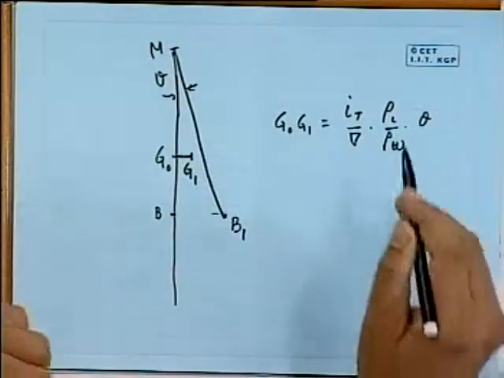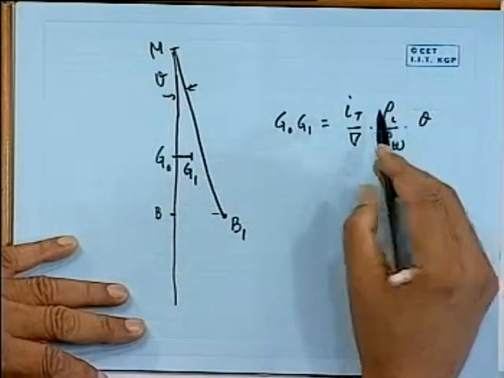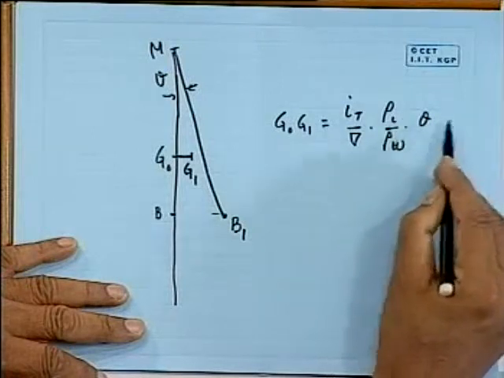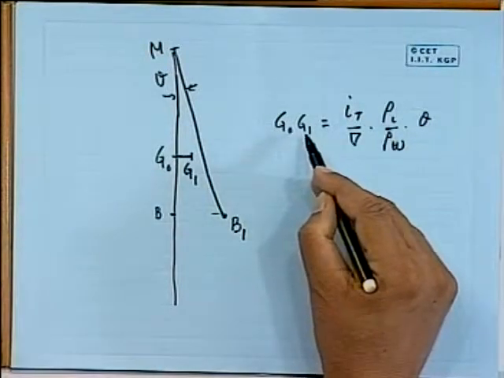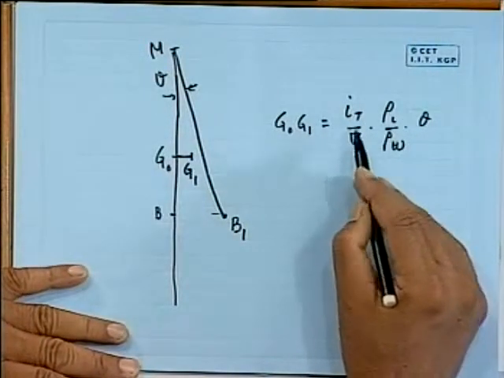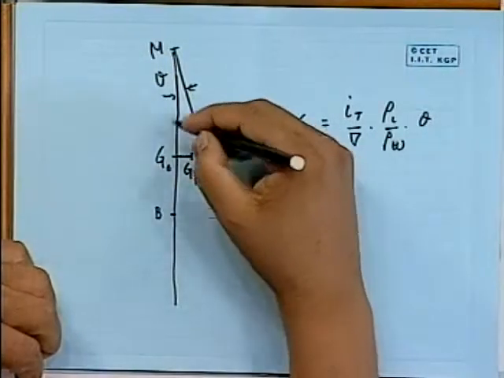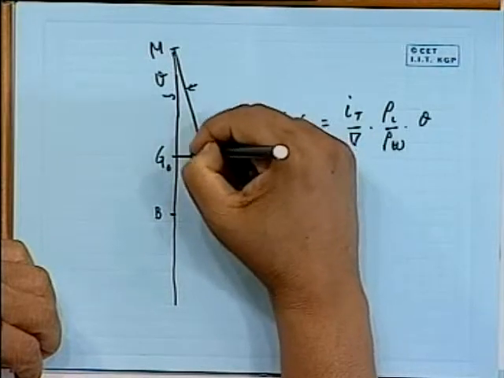You see the units match, because this is meter 4 and this is meter cube, so meter 4 by meter cube makes you meter. So it is consistent. Now let us see what happens. So the force is acting through this point.